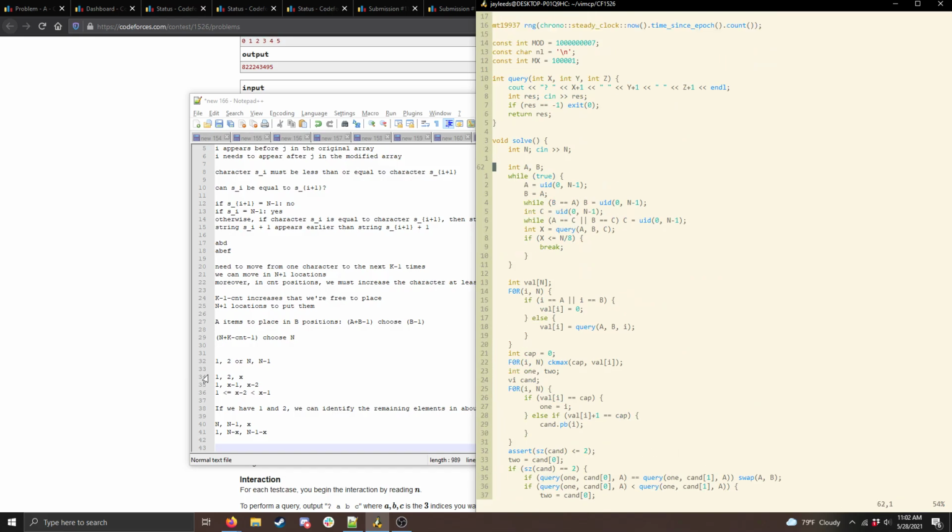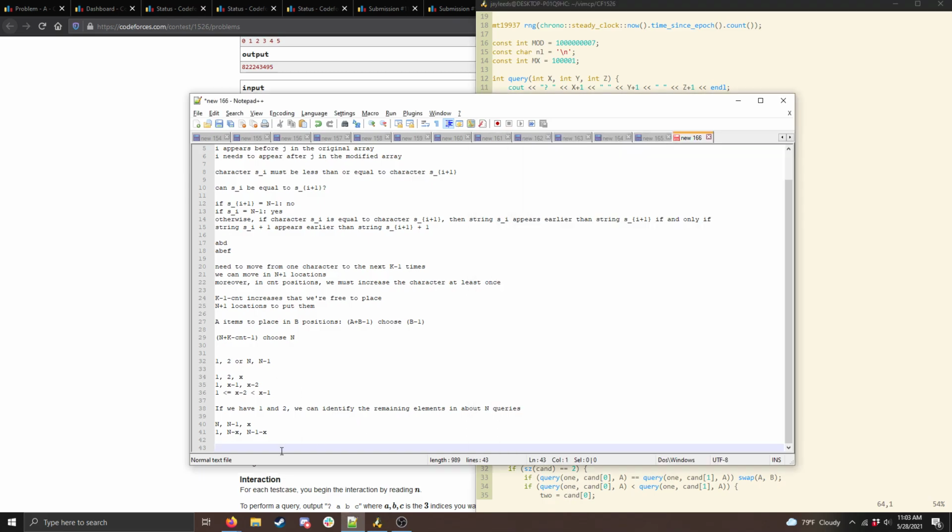And here's the solution I eventually settled on. The first thing I do is make queries completely at random until I find one that gives me a relatively small answer. I restrict it to be less than or equal to n over 8. And so now we know that the query of a, b, c is less than or equal to n over 8.